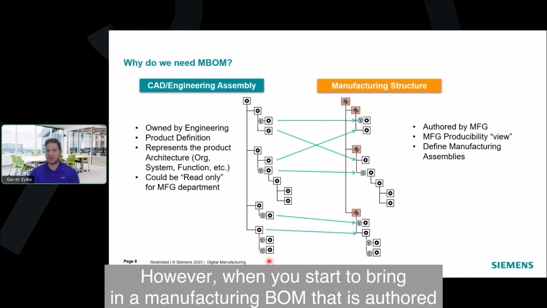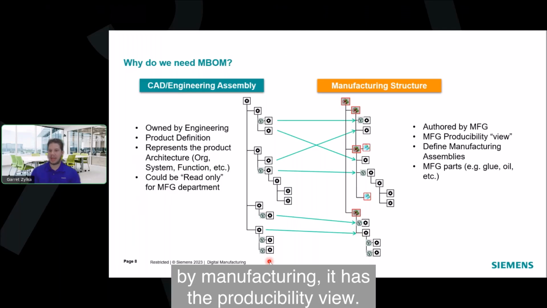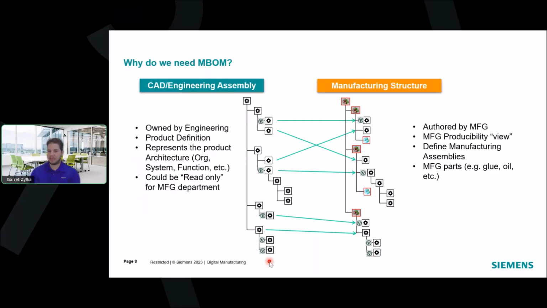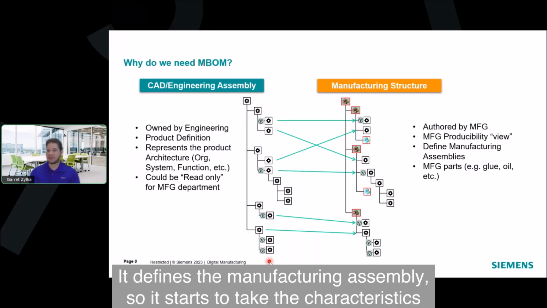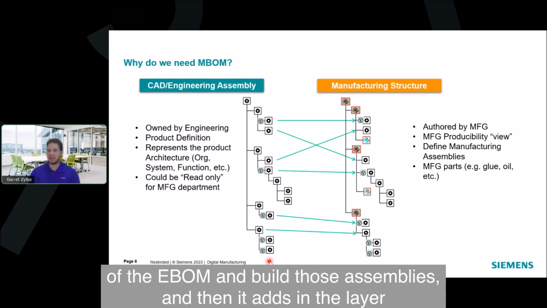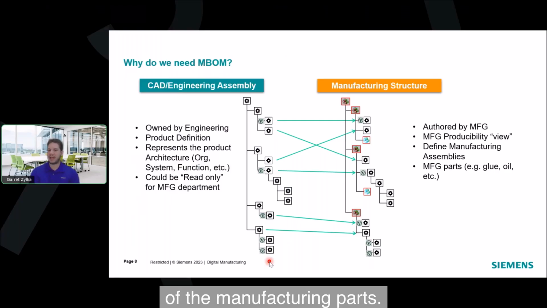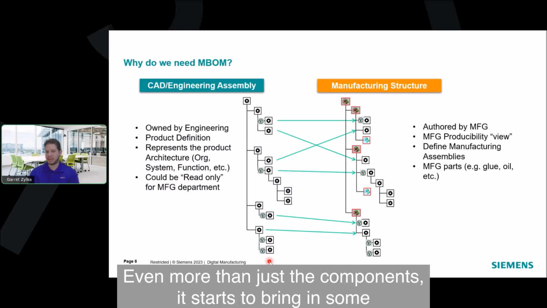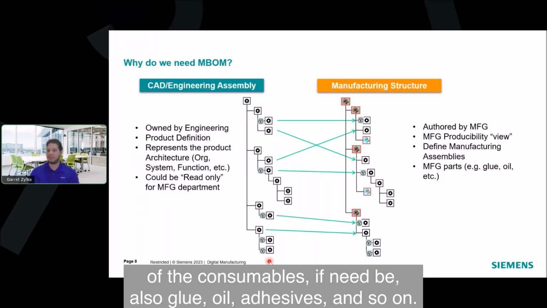However, when you start to bring in a manufacturing BOM that is authored by manufacturing, it has the producibility view. It defines the manufacturing assemblies, so it starts to take the characteristics of the EBOM and build those assemblies, and then it adds in the layer of the manufacturing parts. Even more than just the components, it starts to bring in some of the consumables if need be, also glue, oil, adhesives, and so on.